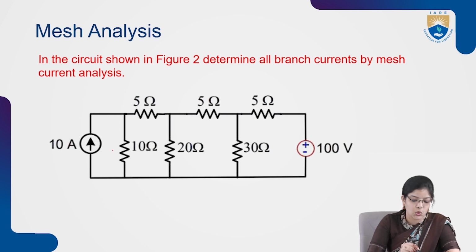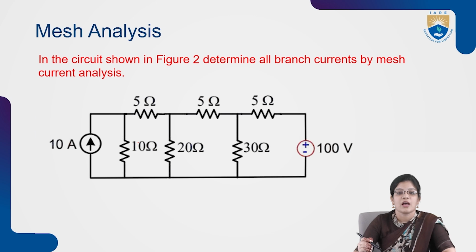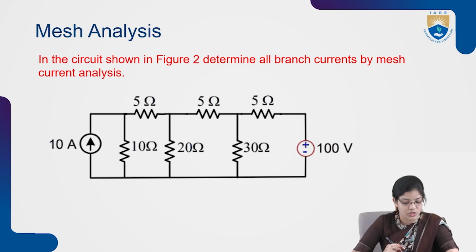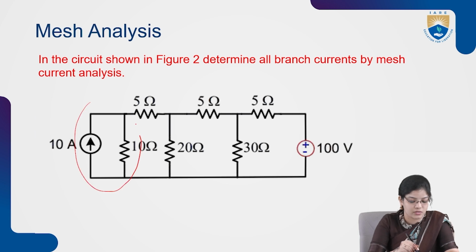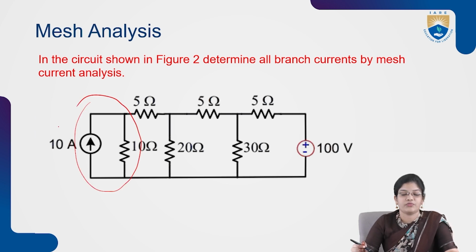As the current source is connected in parallel with the resistance, we have to convert this current source into a single voltage source in series with resistance. So by using the source transformation technique, we have to solve this circuit. If there is any current source in parallel with a resistance, we have to convert that element into a voltage source in series with a resistance. This can be converted by using the formula V equals IR.